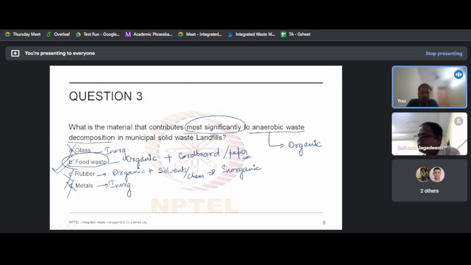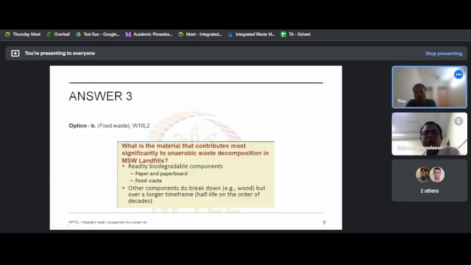So we'll discuss the answer using the slide also. So food waste, option B was the correct answer. So students can refer to the second lecture of this week for this question. So what is the material that contributes most significantly to anaerobic waste decomposition? So that is the readily biodegradable components, which will include paper, cardboard, and food waste. So there will be some other components which can take longer time to break down, such as wood or leather.